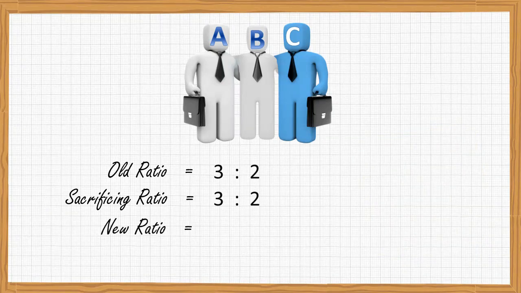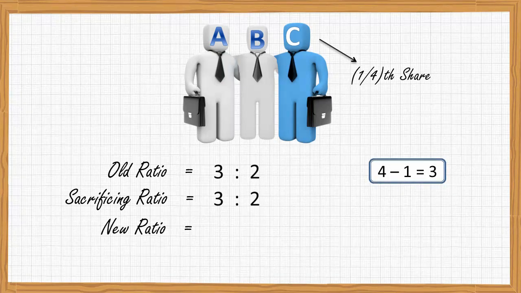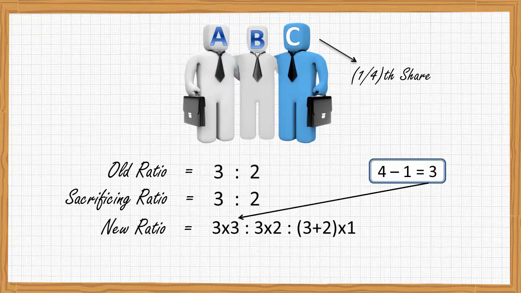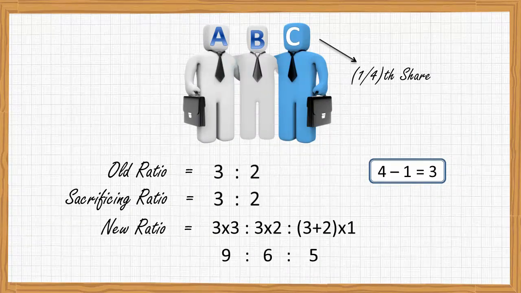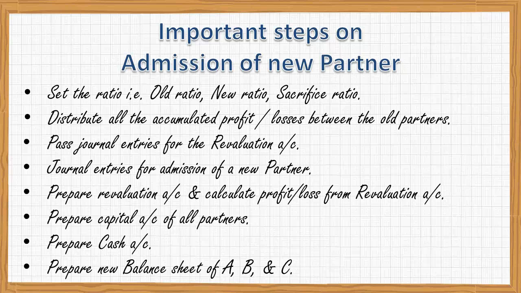Now the new ratio, you know the shortcut. C is coming for 1/4 share, and what's the difference between 1 and 4? That is 3. And 3 multiplied by 3, 9. 3 multiplied by 2, 6. And then 3 plus 2, that is 5. 5 multiplied by 1, 5. So the new ratio will be 9, 6, 5. So we have set the ratios, I mean to say old ratio, sacrificing ratio and new ratio.